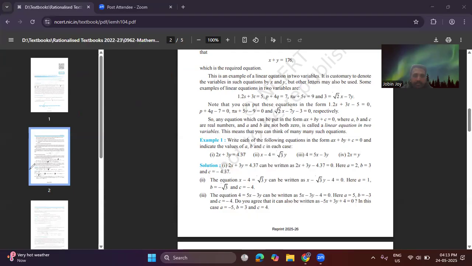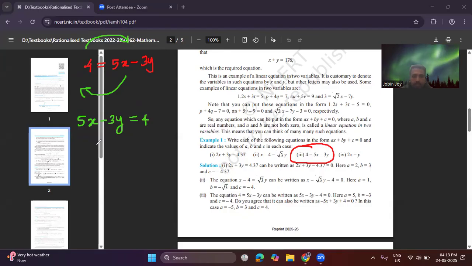Question number 3. So the equation is 4 equals 5x minus 3y. So I am shifting the 5x minus 3y to the left side and 4 to the right side. So the equation becomes 5x minus 3y is equal to 4. So the first term is x term, minus second term is y term. Then shift 4 to the left side. So minus 4 equal to 0.